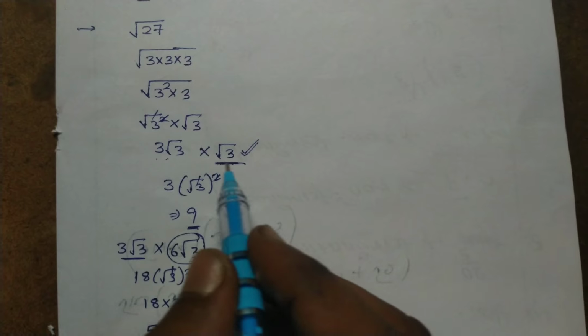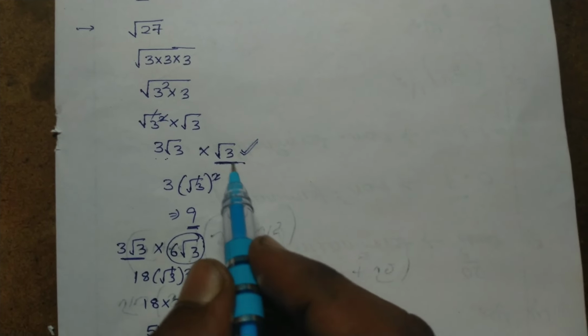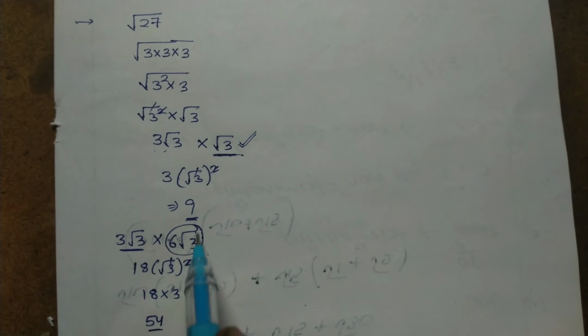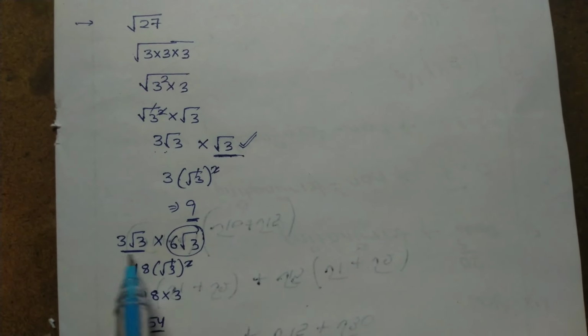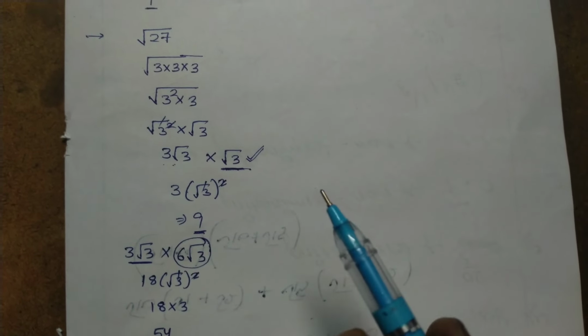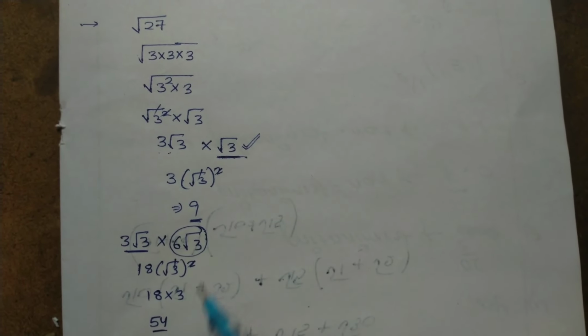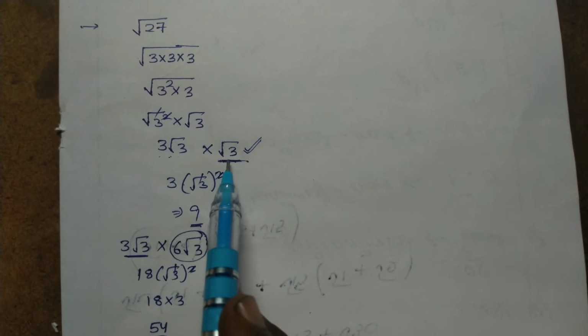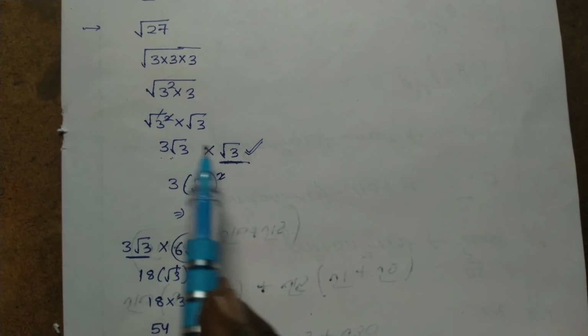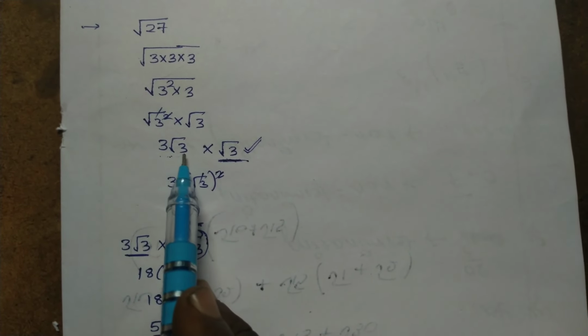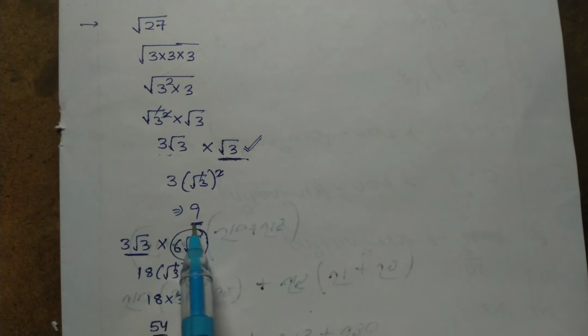Already one rationalizing factor is there for 3 root 3, that is root 3. Again now 6 root 3 is also a rationalizing factor for 3 root 3. That means how many rationalizing factors are there for this 3 root 3? There may be infinite rationalizing factors. Okay, what is the only condition? When you are multiplying that rationalizing factor with any given surd, at the end you have to get a rational number.